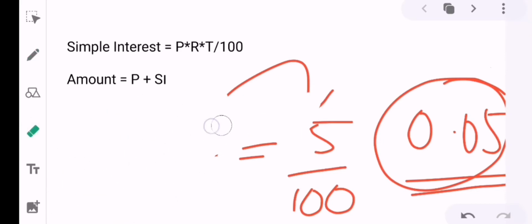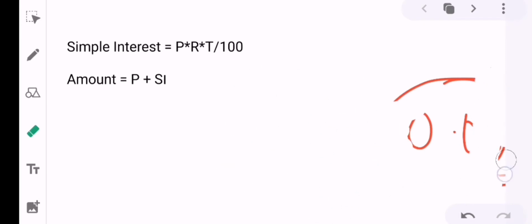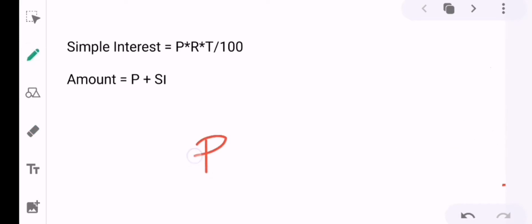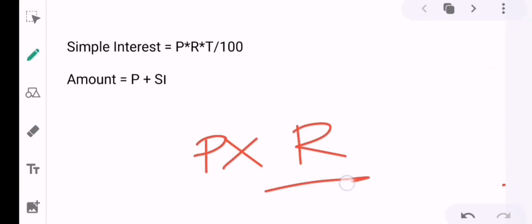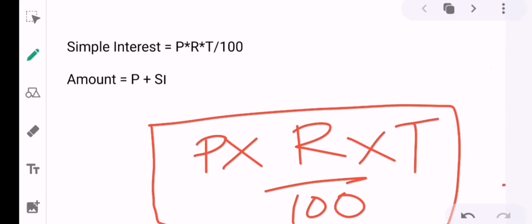So instead of writing P into rate percentage into time, they have simplified it into P into R by 100 into T. That's how this formula was derived.